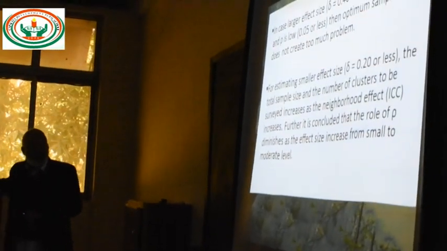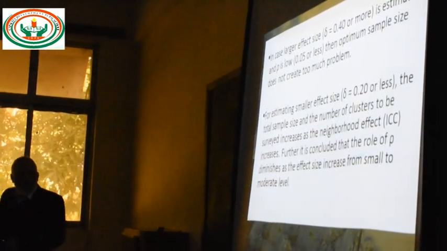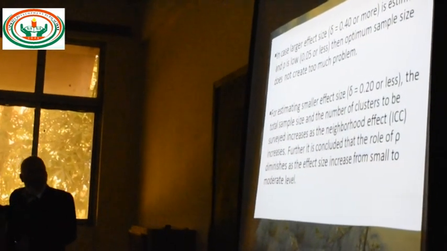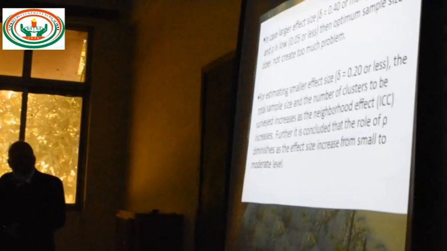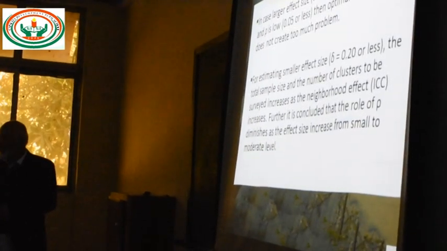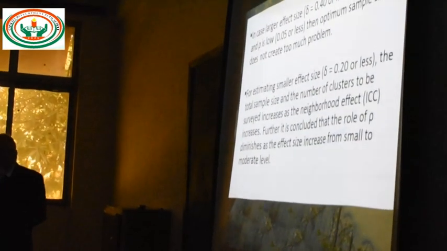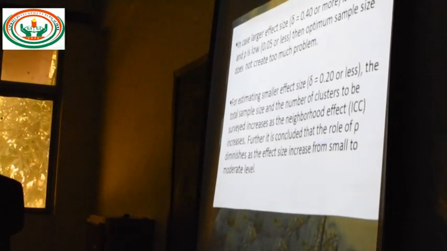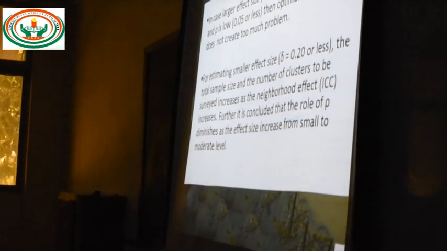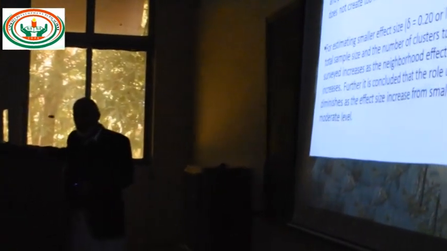In the case of a large effect, where delta is 0.4 or more, and rho is low, it is then 0.0, no problem. Optimum sample size can be obtained with greater effects. For estimating a small effect size, delta 0.2, the total sample size and the number of clusters to be surveyed increase as the neighborhood effect ICC increases, and this is then the problem. When ICC increases, of course estimation needs a large sample size.